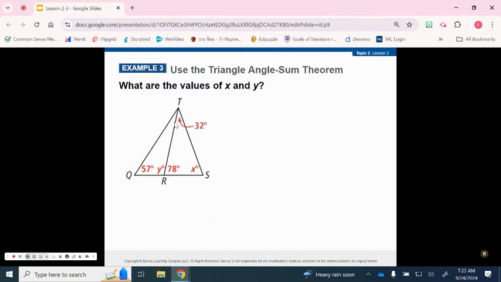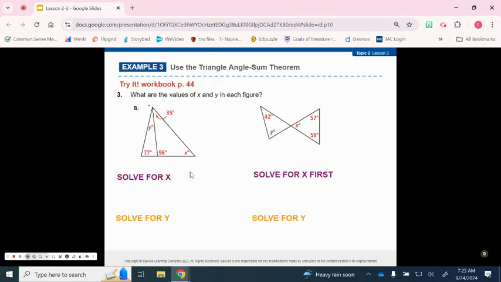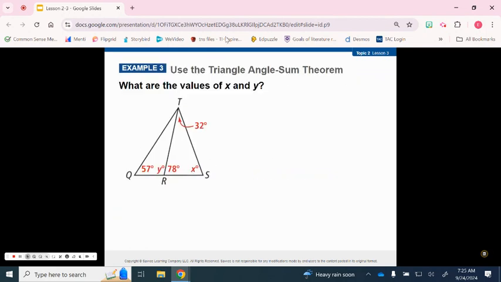All right, so let's take a look at example 3 in our book. We're skipping 1 and 2. It says, what are the values of x and y? Okay, so if we're taking a look at this, we have 57, we have y here. Now, the first thing we are going to have to do is solve for this x. And that's going to be pretty easy to do because we're going to take 180, subtract 78, and subtract 32 from this.